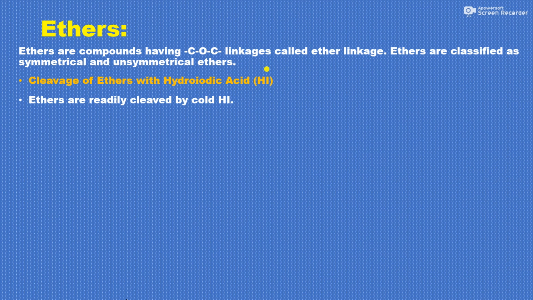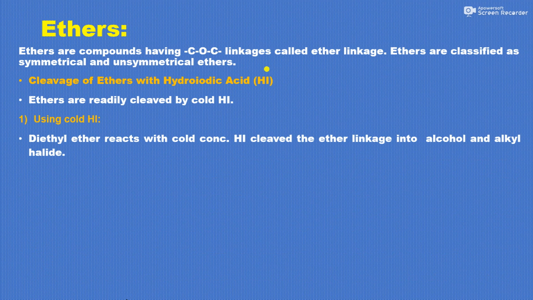Thus, ethers are readily cleaved by cold hydroiodic acid. When we use cold hydroiodic acid, diethyl ether can be cleaved. Diethyl ether reacts with cold concentrated HI, cleaving the ether linkage into alcohol and halide. So this is diethyl ether. When reacted with hydroiodic acid in cold condition at 0 degrees Celsius, we get ethanol and ethyl iodide.